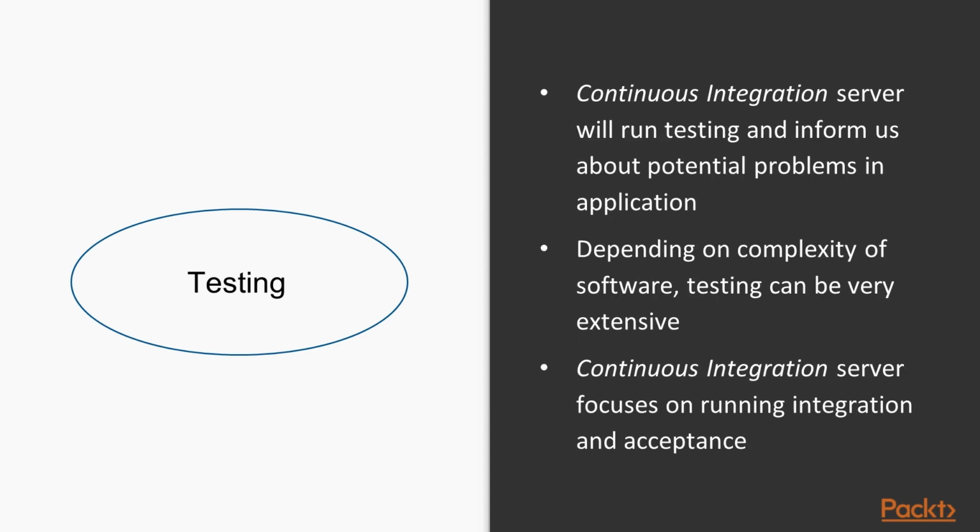The next phase is testing. This is where continuous integration lives. Our continuous integration server will run the testing for us when appropriate and inform us about the potential problems in our application as quickly as possible. Depending on the complexity of our software, testing can be very extensive in this phase. But in general, the continuous integration server focuses on running integration and acceptance tests.